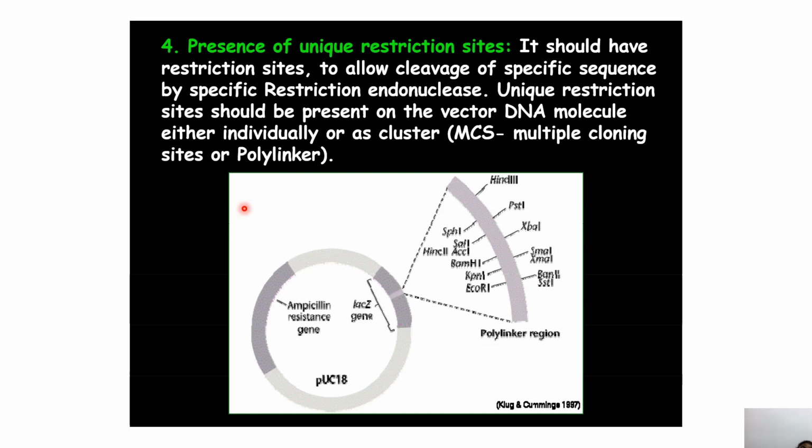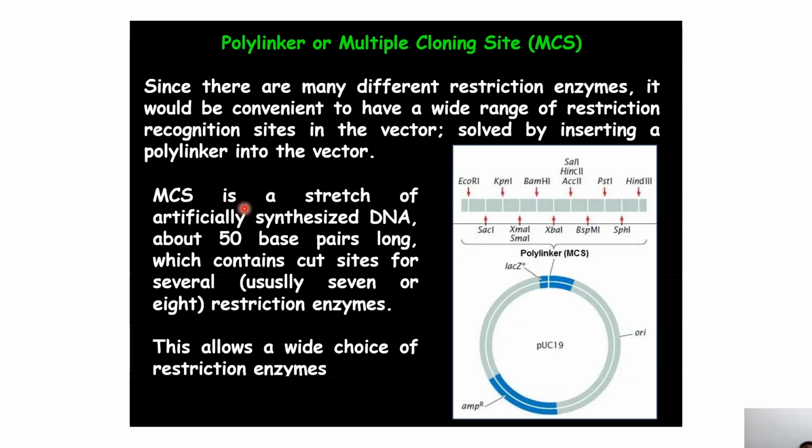So, presence of unique restriction sites. It should allow cleavage of specific sequences by specific restriction endonucleases. So unique sites should be present on the vector DNA molecule either individually or as a cluster. That is what we call the MCS, or the multiple cloning sites, or the polylinker.